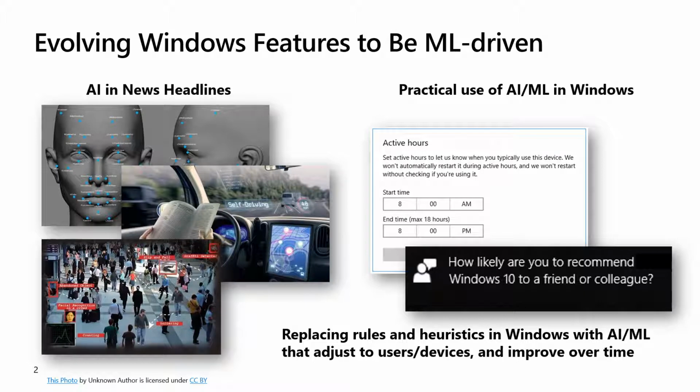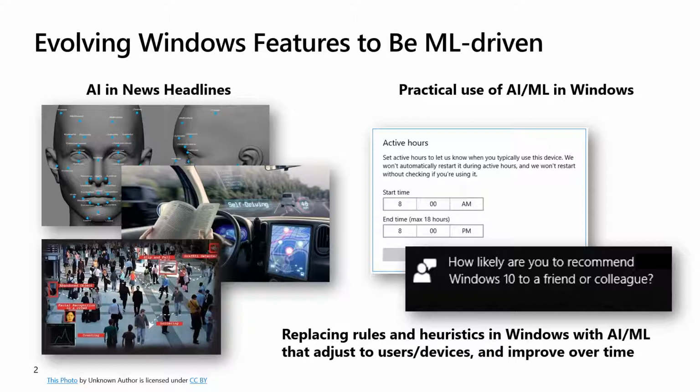Nowadays, artificial intelligence has reached news headlines. Applications like facial recognition and autonomous driving have drawn people's attention. But today, I'm going to talk about how, at Microsoft, we internally democratize artificial intelligence and machine learning to our internal Windows developers. I'm going to talk about how we evolve Windows features to be ML-driven by introducing two case studies. The first one is Windows Update, and the second one is Windows System-Initiated User Feedback.